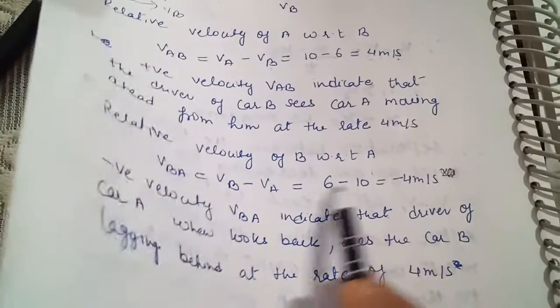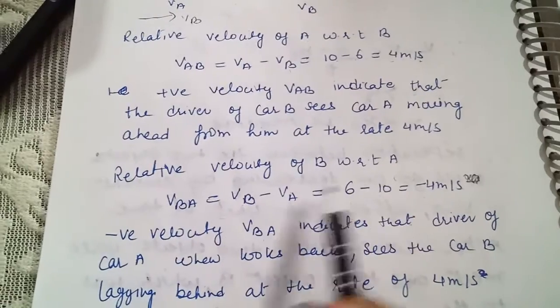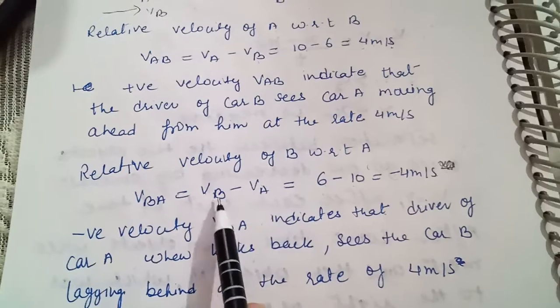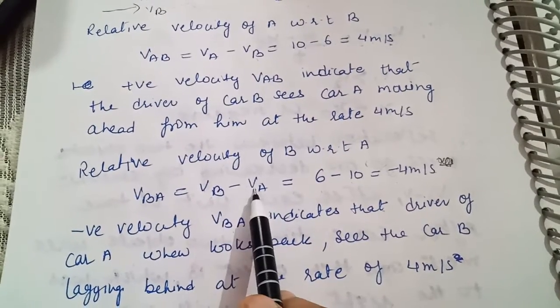So always remember, if you are getting relative velocity minus, it means one object is lagging behind the other object, and the separation between them goes on increasing.